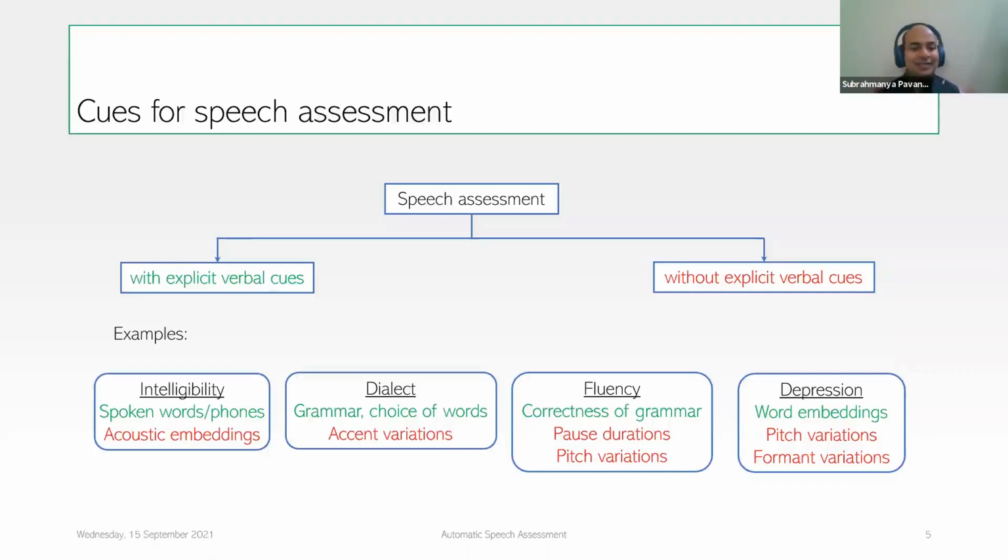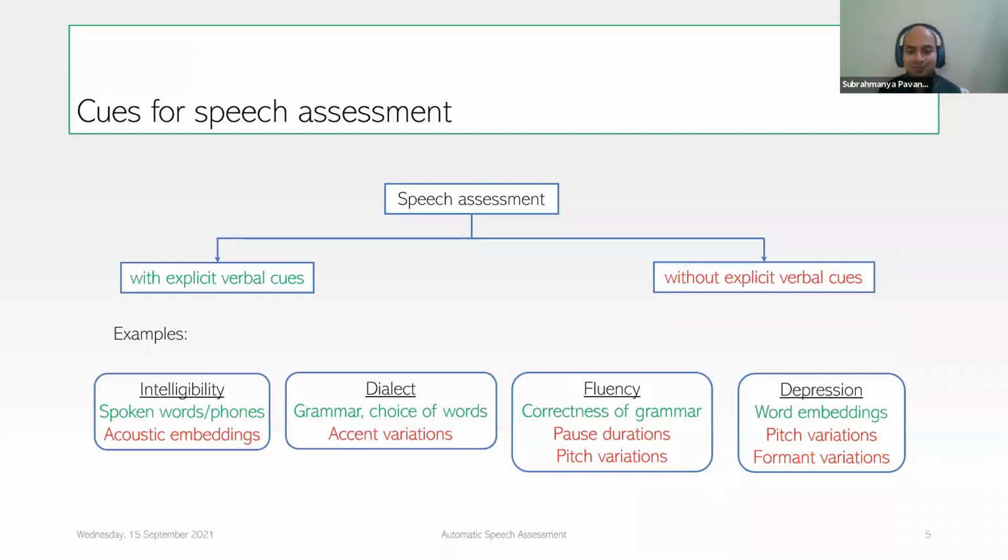For example, intelligibility can be measured by recognizing words or phone units and comparing them to text references, which are explicit verbal cues, whereas it can also be measured using acoustic embeddings such as i-vectors and correlating them directly with the human-rated intelligibility scores. This is not explicitly verbal. Similarly, dialects can be identified by grammatical structures such as n-gram statistics or word frequencies, which are verbal cues, whereas they can also be recognized using i-vectors or acoustic variations from the speech data, which are not explicitly verbal cues.